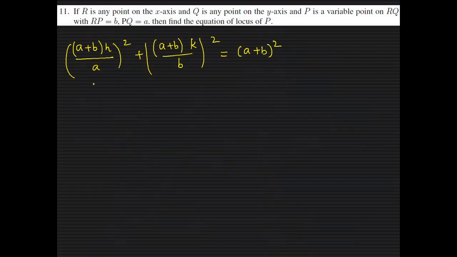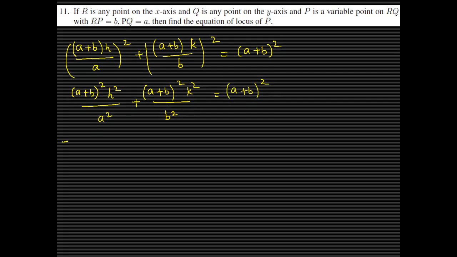Now what we can do is, we can take the square for each term. So you will be having A plus B the whole square into H square divided by A square plus A plus B the whole square into K square divided by B square, that is equal to A plus B the whole square. If you look at each of these terms, A plus B the whole square is common, so we can divide this by A plus B the whole square. So what will you get? H square divided by A square plus K square divided by B square, that is equal to 1. This is our resulting equation.